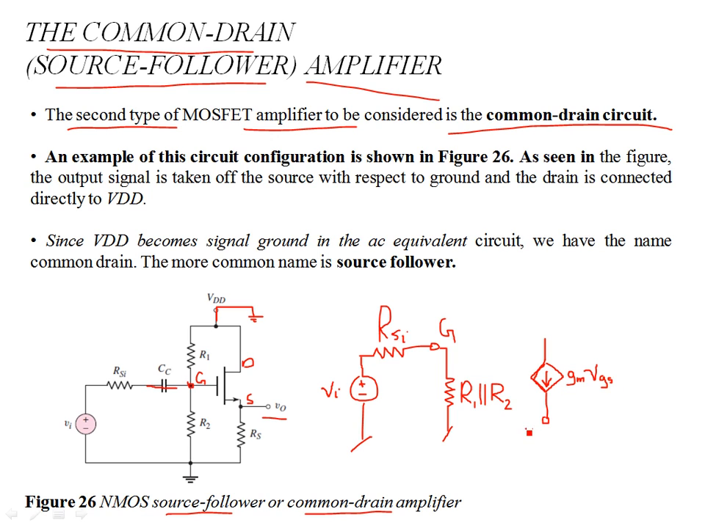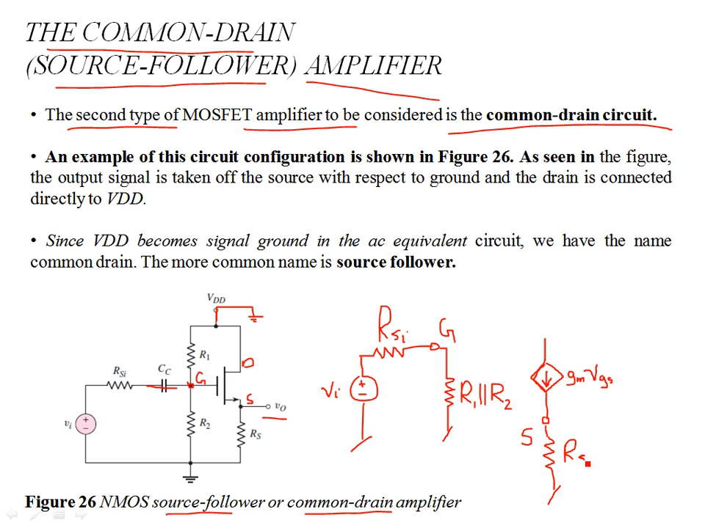Now, if this is the source terminal, this is the output from the source. Then there is a resistor RS, which I see is connected over here, and this is also grounded. This is also ground. So this is RS.